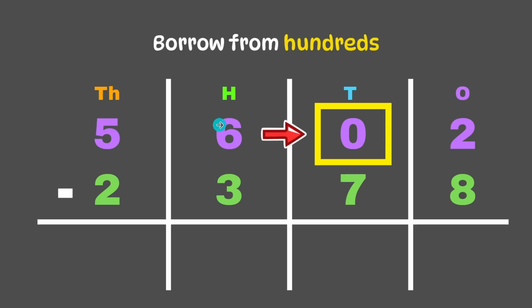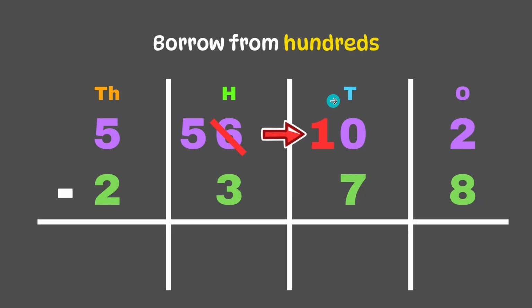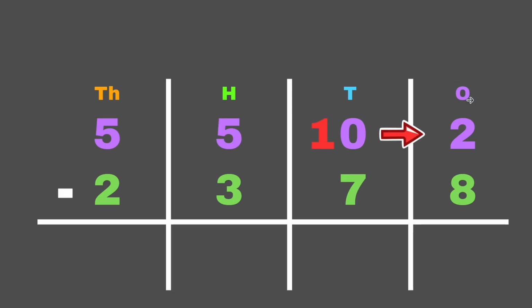When we borrow from the hundreds place, we are actually regrouping all the place values. 100 equals 10 tens. So 600 will become 500 and in the tens place we will have 10 tens. Now we give 10 to the ones place. So that makes 12 ones, and after giving away 10, in the tens place we have 9 tens. That is why the 0 turns to 9.